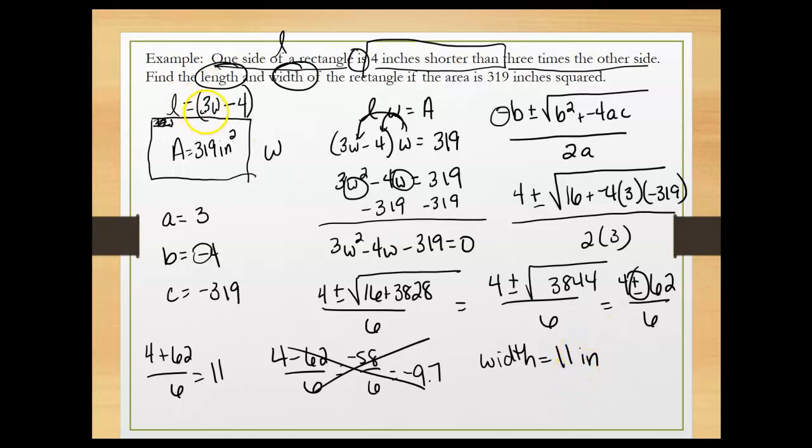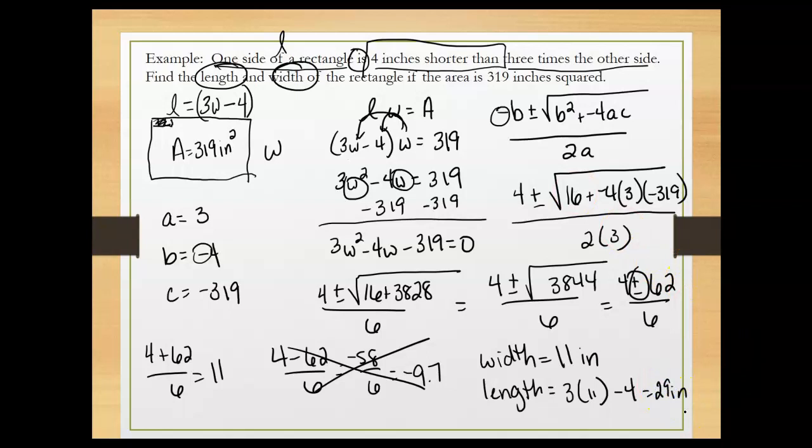Remember, the length was 4 inches shorter than 3 times the width. So the length is 3 times the width minus 4. That becomes 33 minus 4, which becomes 29 inches.